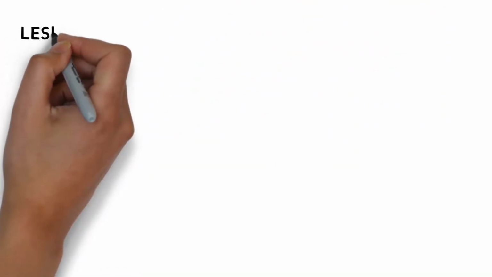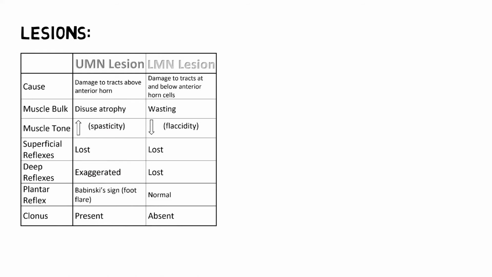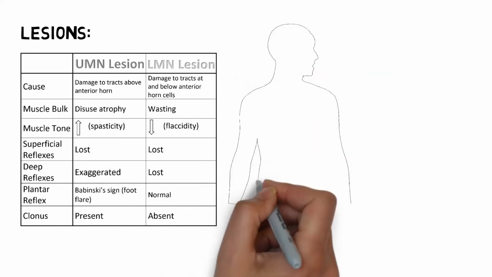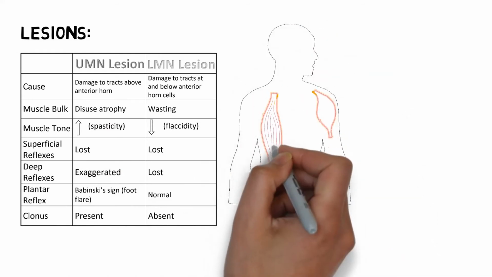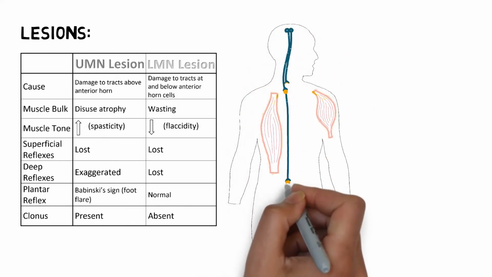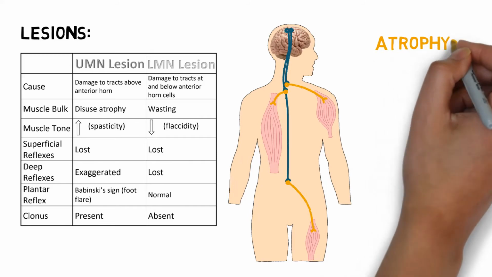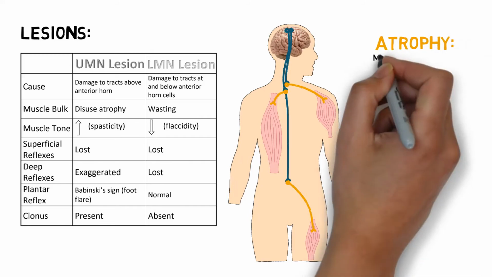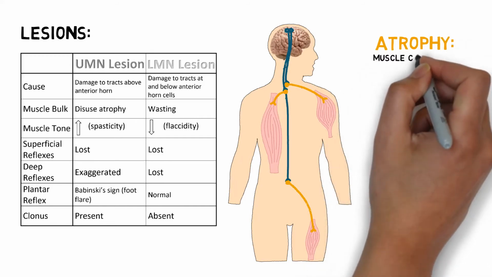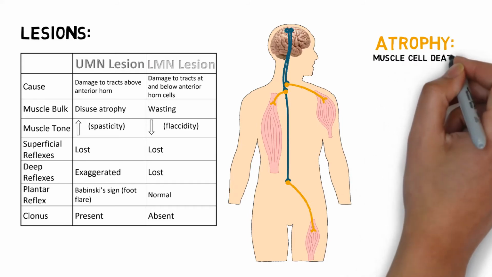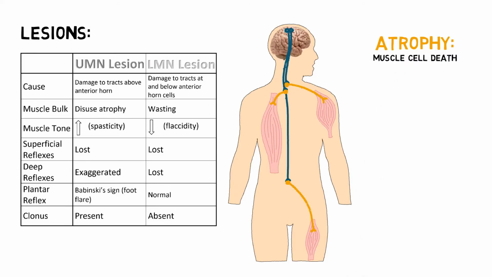If there is damage to the lower motor neuron, the symptoms are different than those of upper motor neuron damage. When a muscle fiber loses its connection to the lower motor neuron axons, the muscle fiber starts to die. This loss of muscle cells, and therefore strength and muscle mass, is called atrophy. The muscle is reduced in size and therefore cannot contract as strongly. This leads to weakness and paralysis.